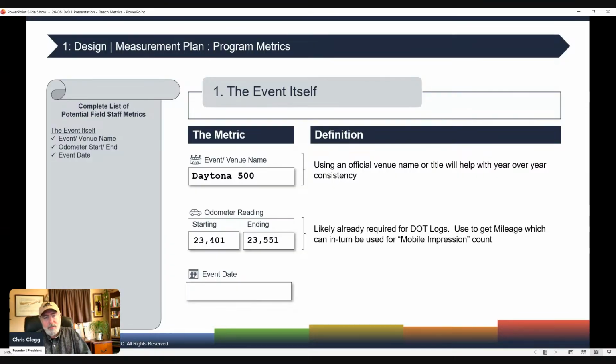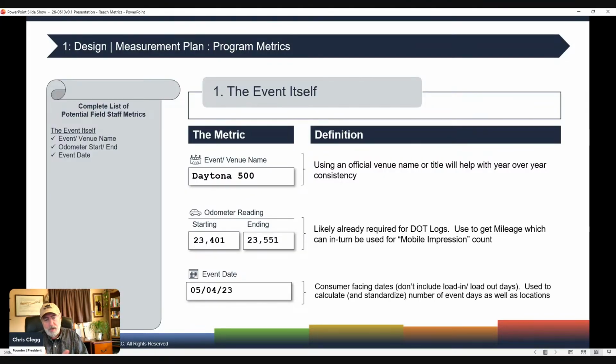Impressions have value through ad value equivalency and different types of approaches to that. And so we can bring that dollar value into the ROI models. You spend a lot of money on that wrapped vehicle, so let's get the full benefit of what that money delivered back for you. And then you also want to make sure you have event date.